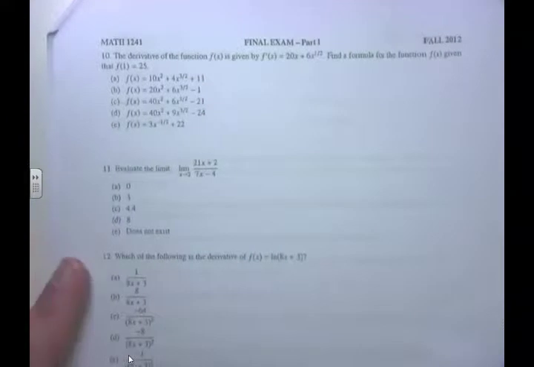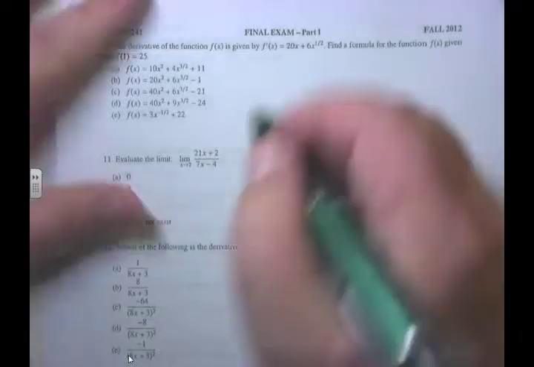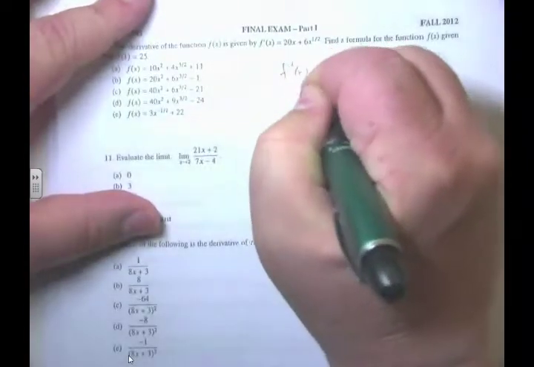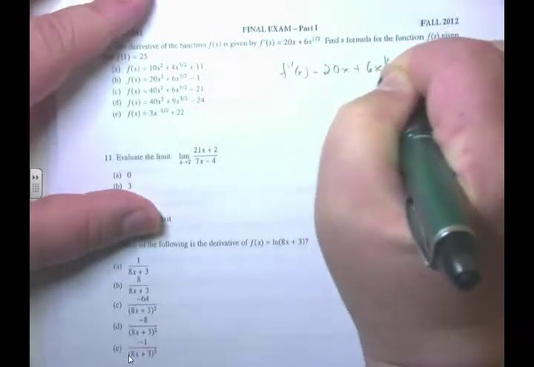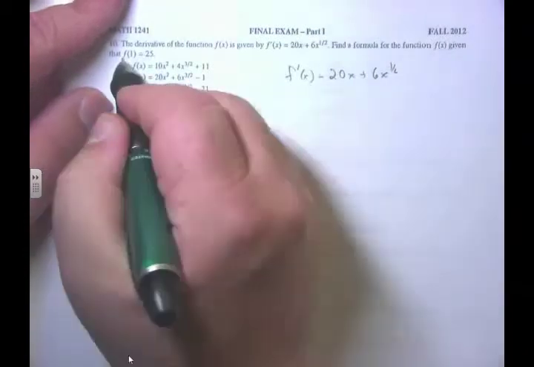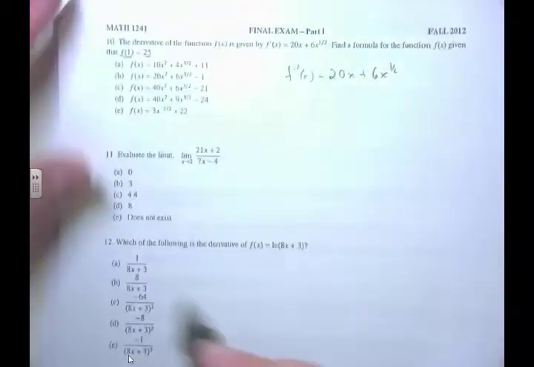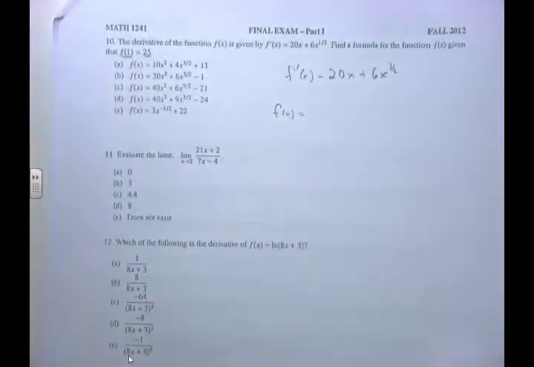Number 10. The derivative of a function f of x is given by f prime of x equals 20x plus 6x to the 1/2. Find a formula for the function given f of 1 equals 25. They want me to find the function f of x. So, this is on that last material that we just covered.